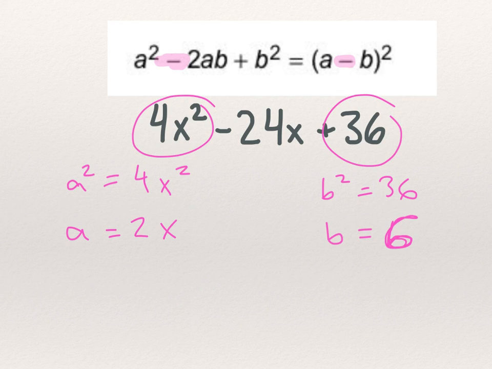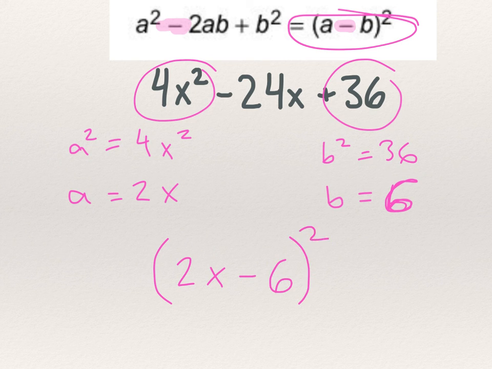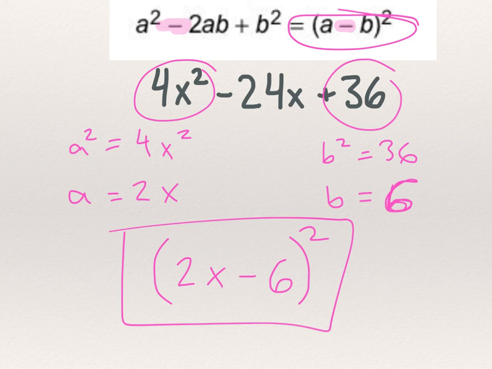Everybody's good with that? So now we just plug it into our formula up here. So we have a, which is 2x, minus b, which is 6, squared. So this is our answer. So again, for this one, we started with a minus in our problem, so we have a minus in our answer too.